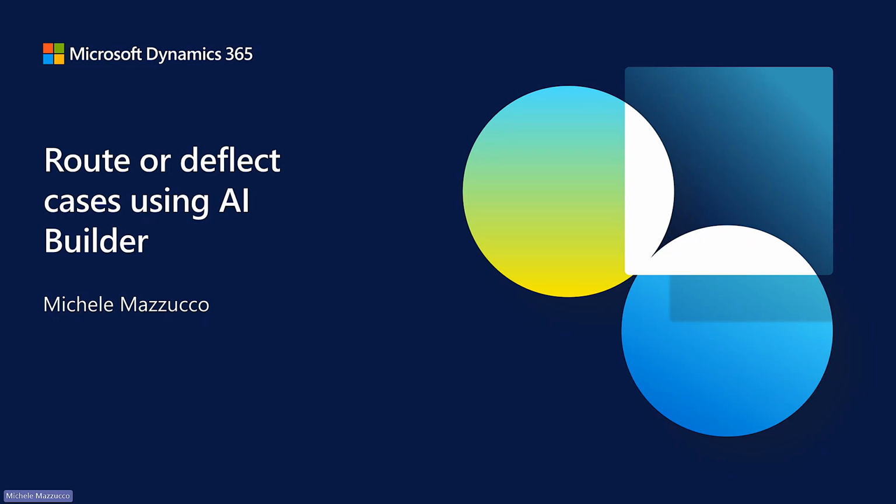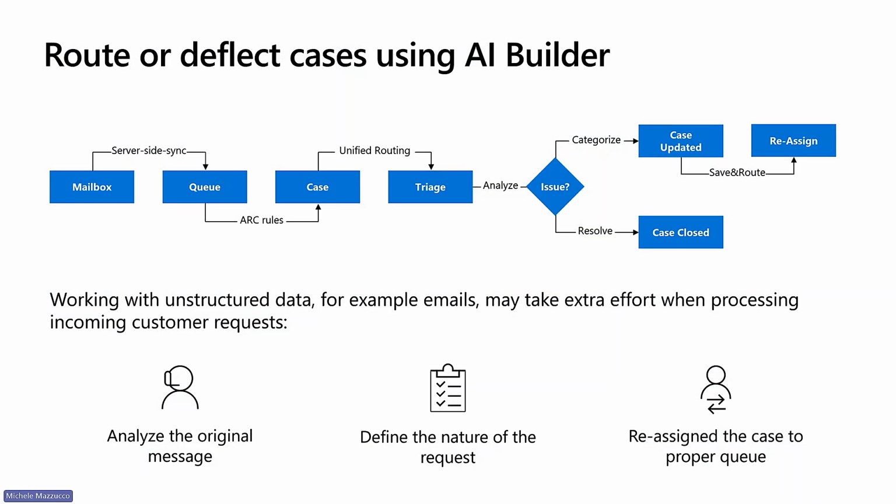So now let's have a look at how we could implement a process to deflect or route cases automatically inside your customer service solution by leveraging AI capabilities. So if you are an organization offering customer care services, you are probably accepting incoming requests from different channels. A typical scenario is to have one or multiple support mailboxes which are synchronized with Dynamics 365 to create a new case when a new message is received. You will probably have some rules to assign the created case to a triage queue, for example, basing on the mail address which received the message.